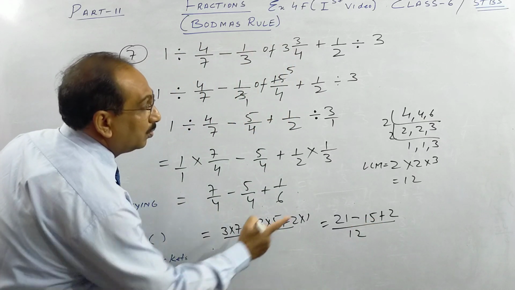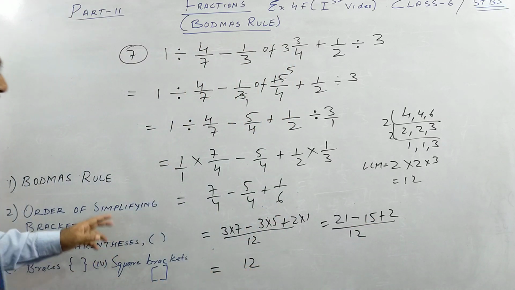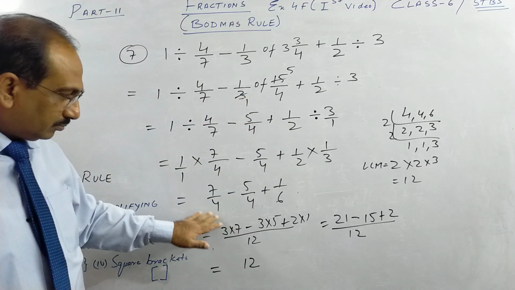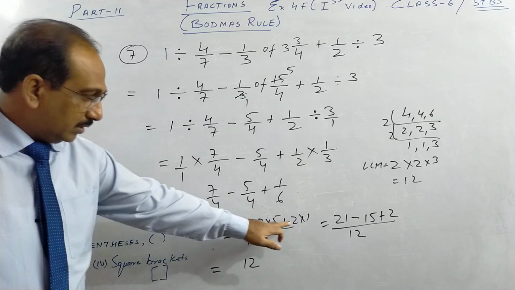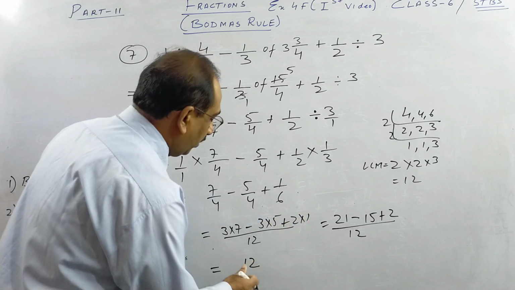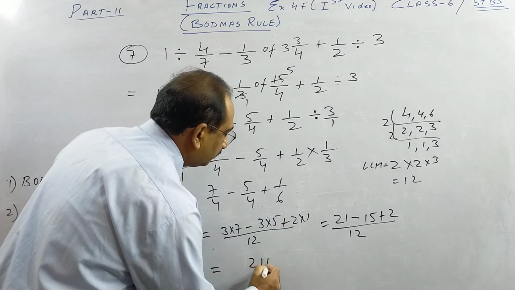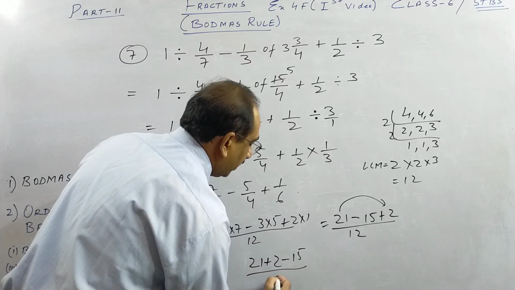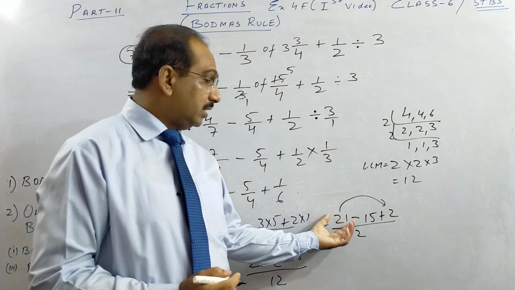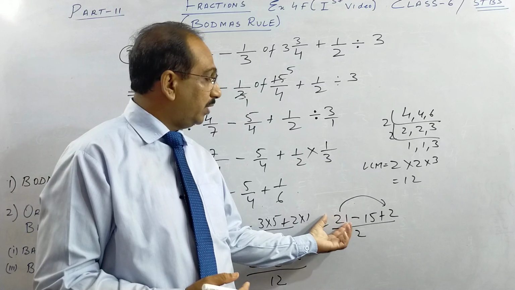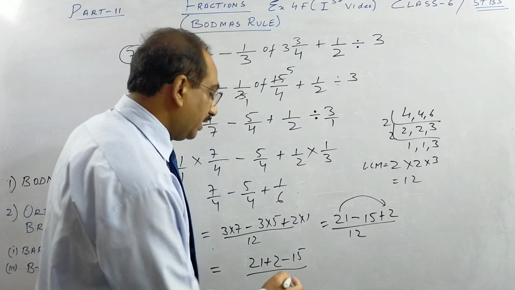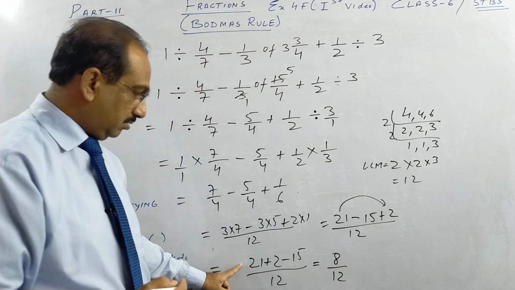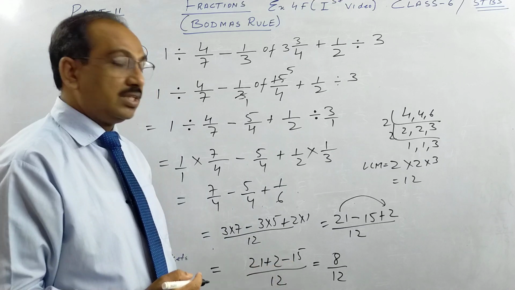So as I told you, first do addition. So what I have done? Of division, then we take common LCM, then see we will do addition. 21 plus 2, first addition, minus 15 by 12. This is correct. You will get the same answer, but that is not as per BODMAS rule. 21 minus 15 is 6. 6 plus 2 is 8. Here also you will get 8, children. Here also you will get 23 minus 15 is 8.